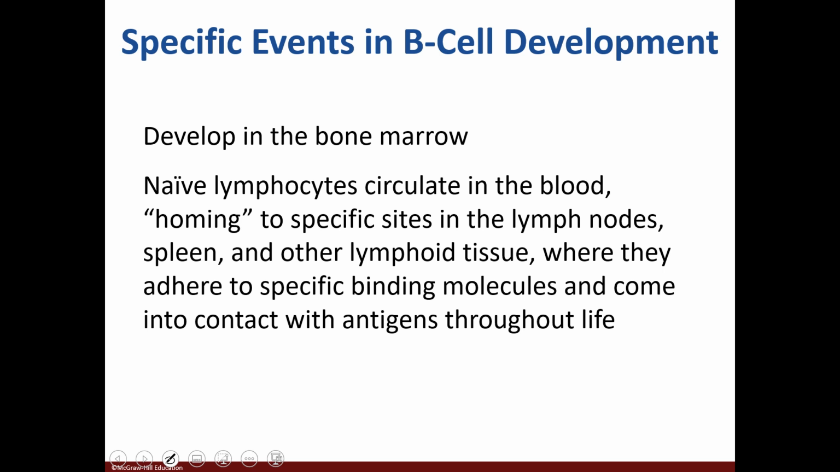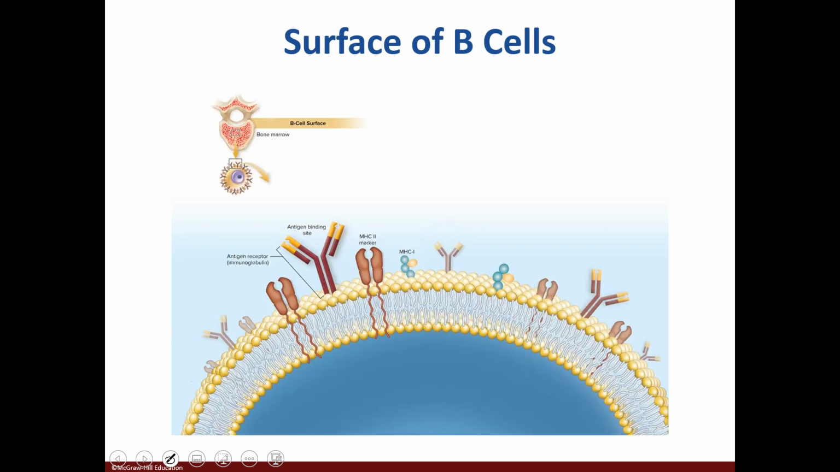Our B cells develop in bone marrow and circulate in the blood to those secondary lymphoid organs where they can encounter an antigen. On the surface of the B cells, we see some differences compared to our T cell. We can see an immunoglobulin with its antigen binding site. We can also see both MHC1 and MHC2. The reason the B cell has MHC2 and the T cell doesn't is because the B cell is an antigen presenting cell.